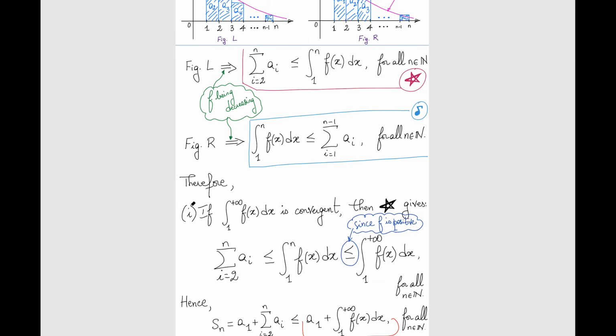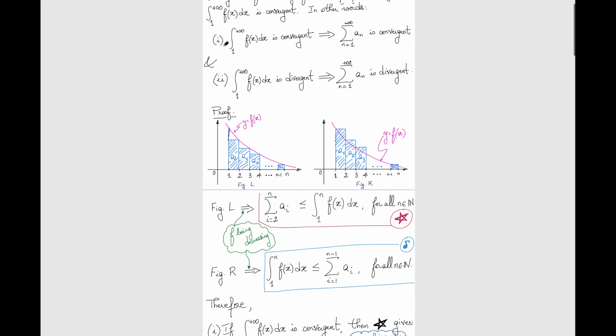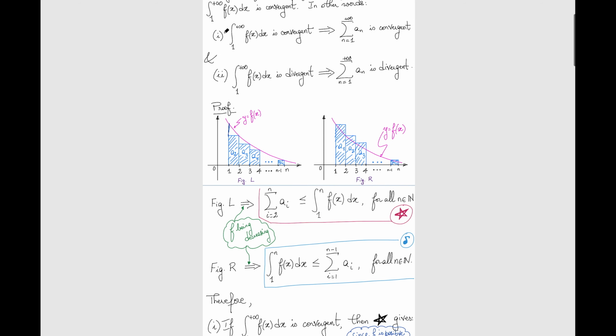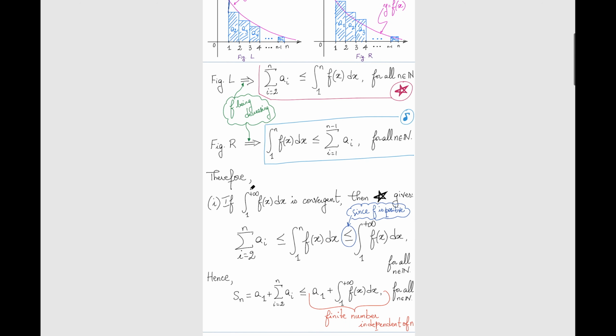Therefore, remember, we're trying to show part one. What's part one? If this integral is convergent, if the infinite region is finite, then the series is going to be convergent, right? So for part one, we are operating under this assumption. We're assuming that this guy is a finite number. So suppose this happens, then star provides us with the following. This is star, right? And this is for all n, correct?